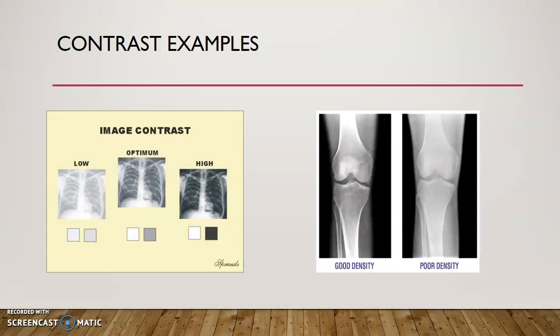Here are some examples of different levels of contrast. You have this right here, showing the different levels of contrast. The middle one is where we would like it as far as visibility. You can see the structures well on this one, and the image represents the anatomic structure.